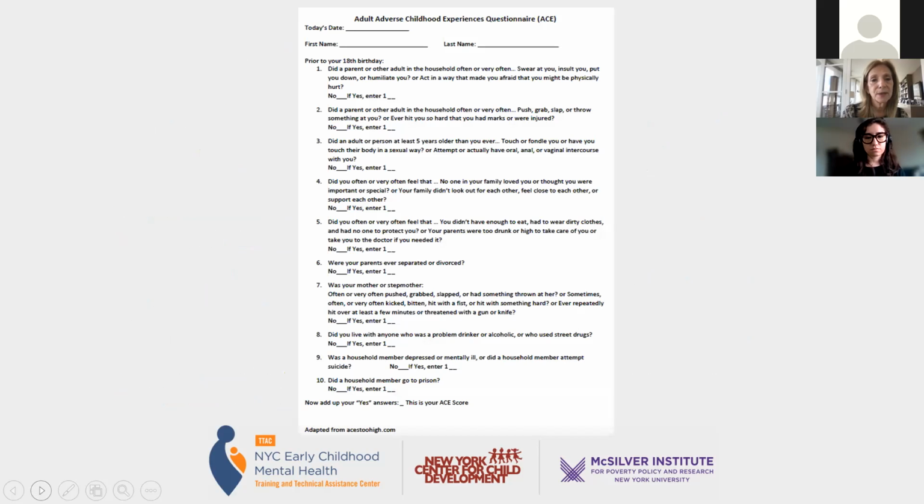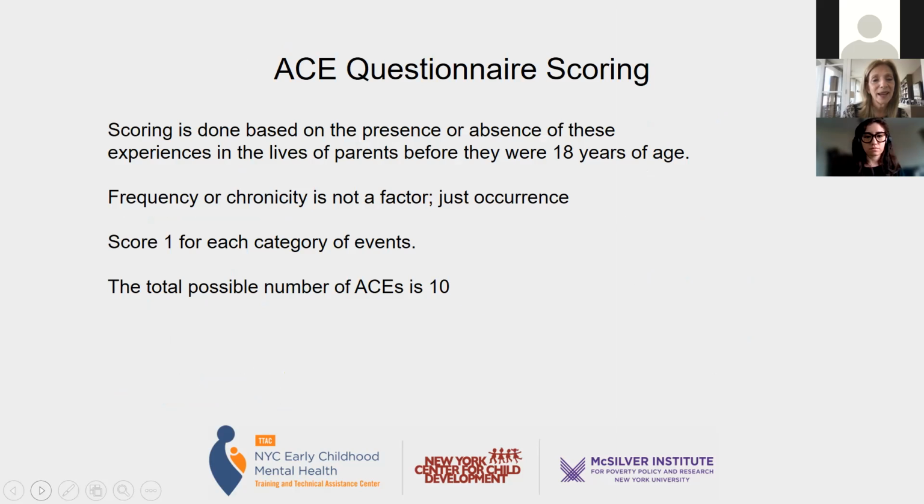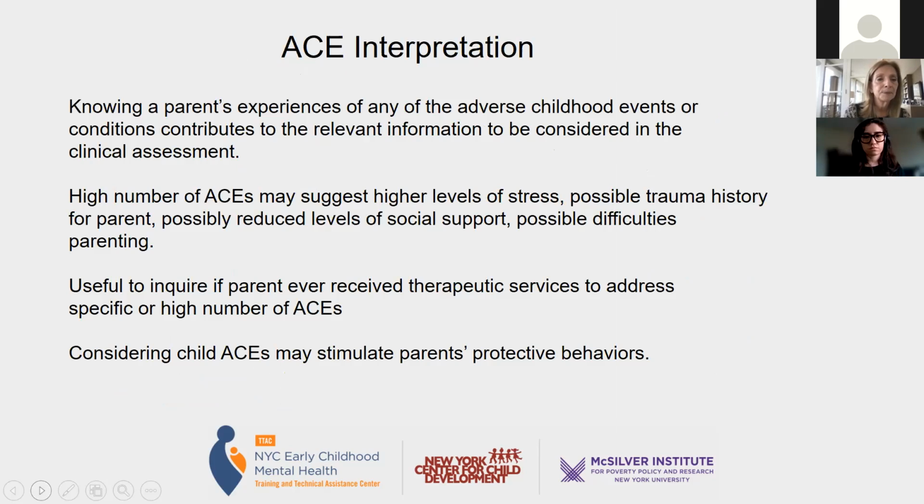Okay, that's the measure. You all know it. Keep going. Okay. And again, there's really no scoring system. You score 1 for each category of adversity that's been endorsed. The total possible score is 10. We do ask parents to think about their experiences before they were 18 years of age in doing this.